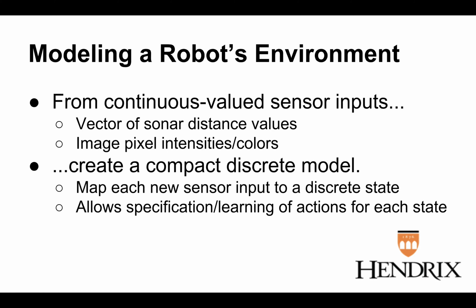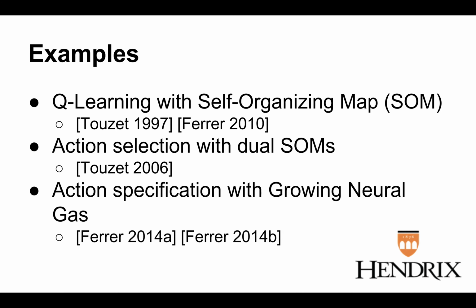Now, if you want to think about the problem of action selection, you don't necessarily want to come up with a separate action for every imaginable sensor configuration. Rather, if you can create a compact, discrete model of the robot's environment, that creates the possibility of working out some appropriate action mappings for different sensor inputs. So I've been doing a lot of work in this area, combining the self-organizing map with Q-learning. There's some prior work using dual self-organizing maps. I've also made use of growing neural gas.